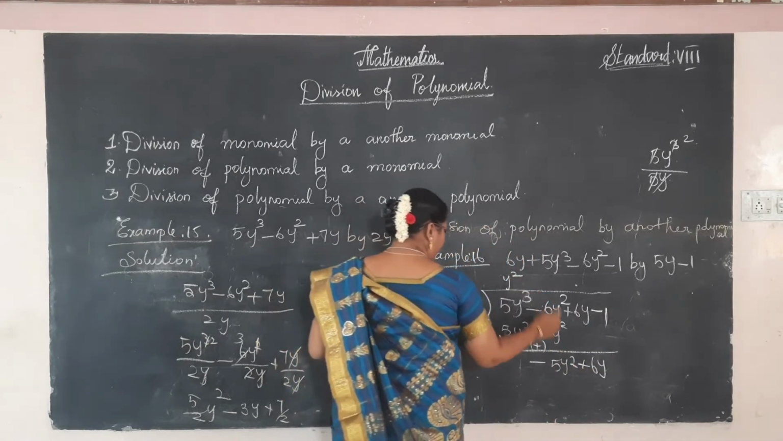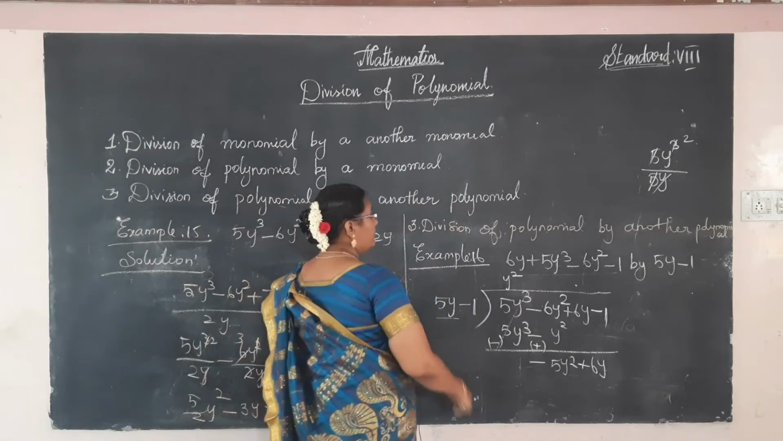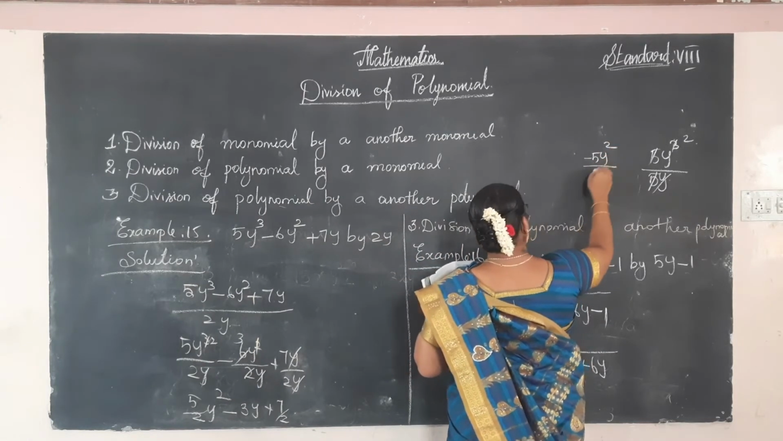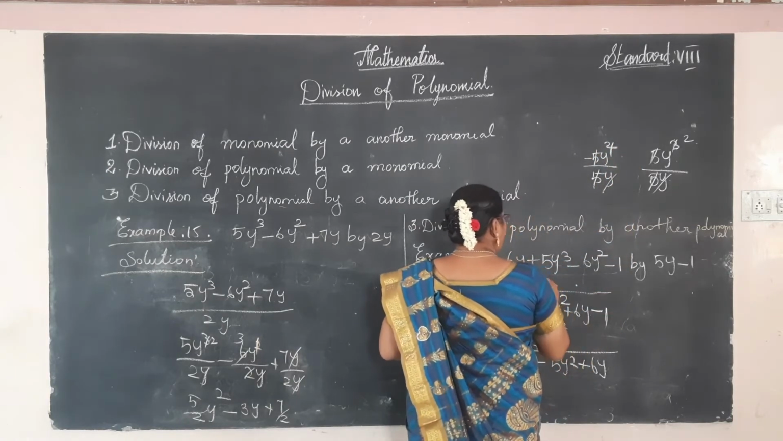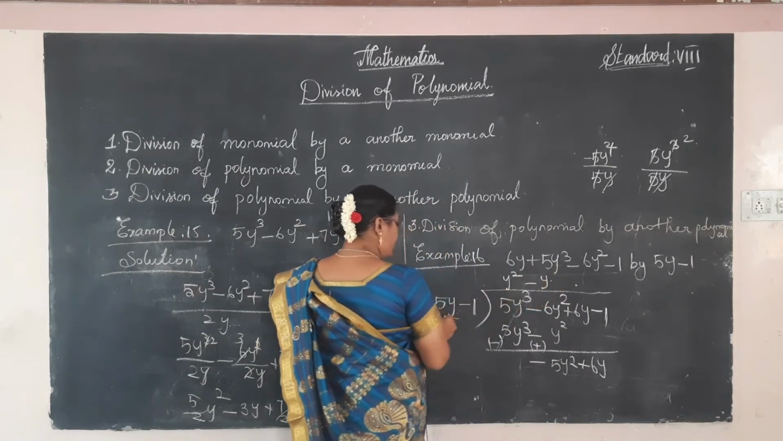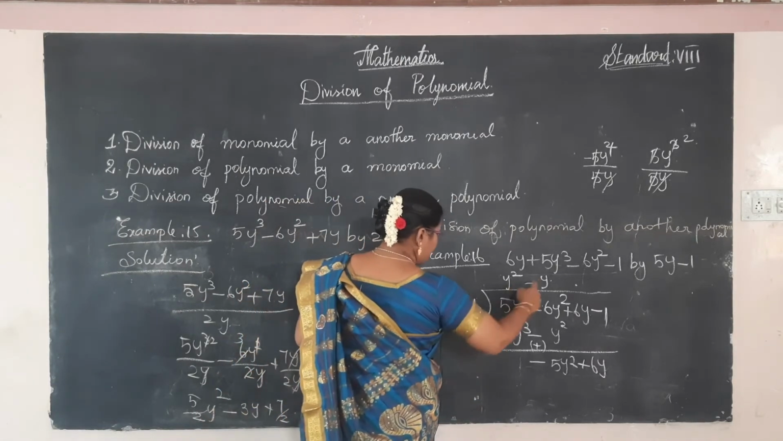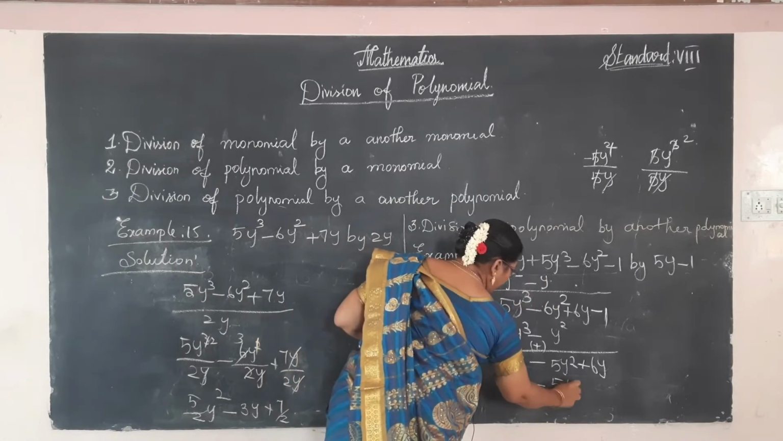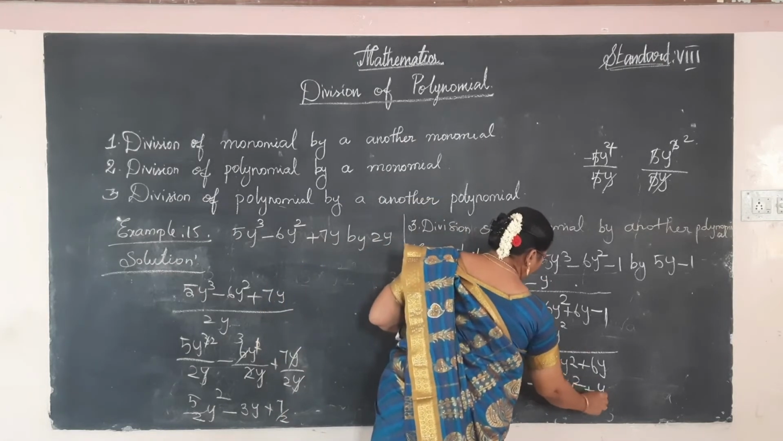Now find the quotient by dividing the first term of the dividend, minus 5y squared, by the first term of the divisor, 5y. It cancels and we get minus y. Now multiply minus y by each term of the divisor: minus y into 5y gives minus 5y squared, and minus y into minus 1 gives plus y.